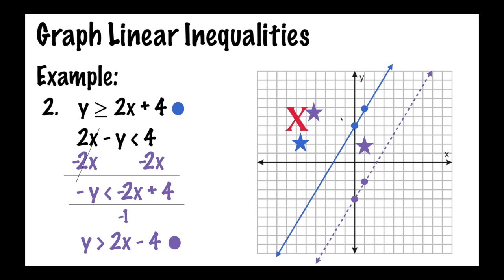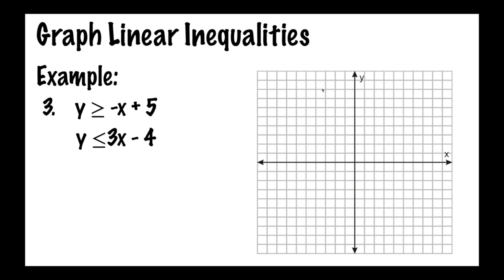And so in this case, it would be this region above the blue line that ends up working for everything. So anything falling in this region right here would be considered a solution to the system.